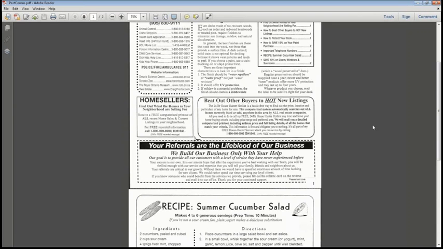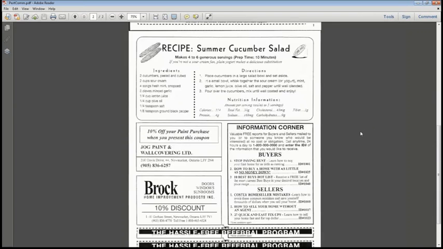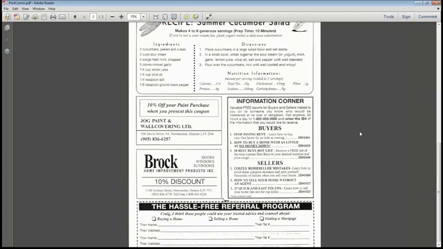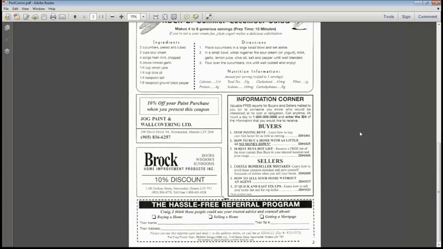Okay, if you scroll down to page 2, you can see the hassle-free referral program. Craig, I think these people could use your trusted advice and counsel about either buying a home, selling a home, or getting a mortgage, and they fill in their information and send it out. Now, if you're doing a good job with this, you're going to get a couple of these every week, at least every month. Let's say you got one a month. That would be 12 referrals in a year. What did it cost you? Nothing. You're just doing a better job of asking and programming your clients for referrals.